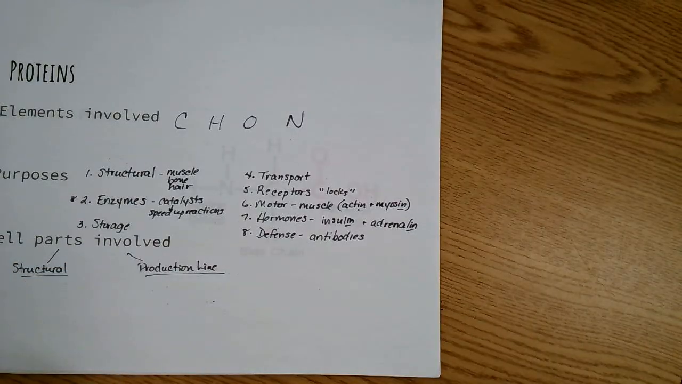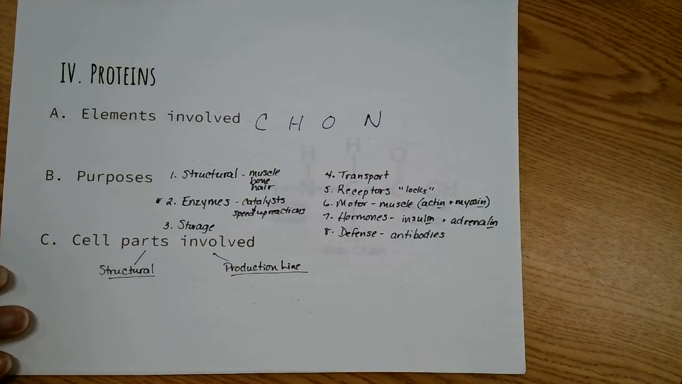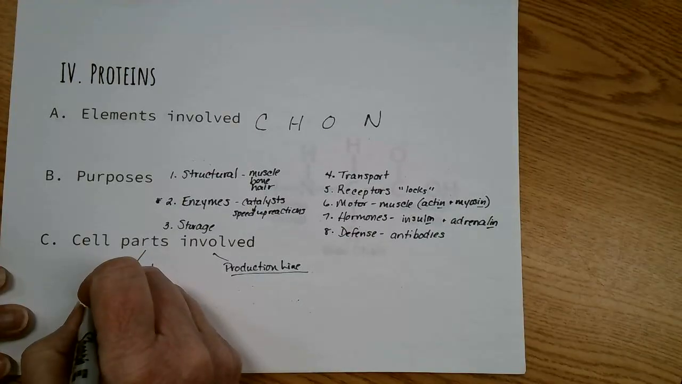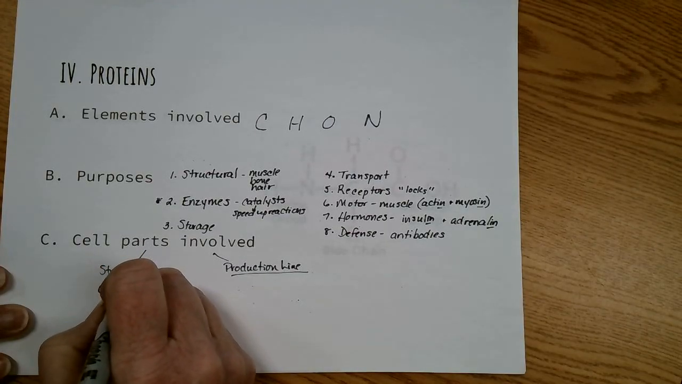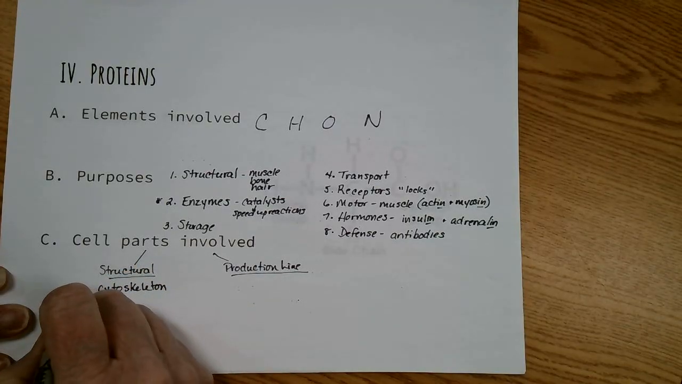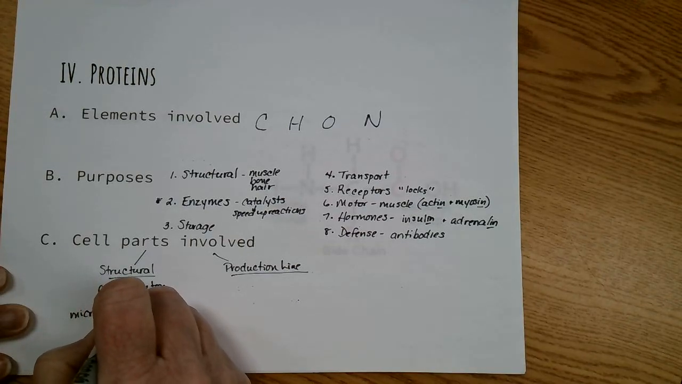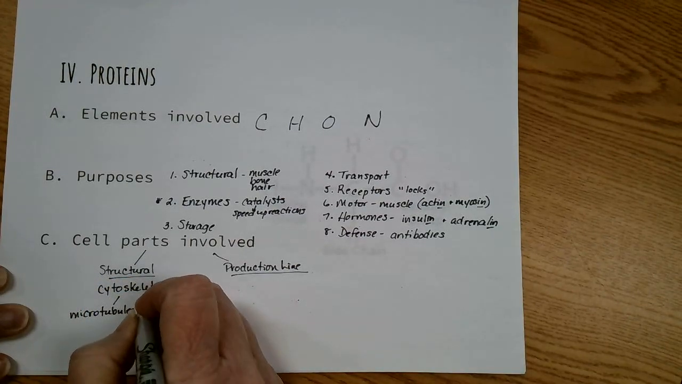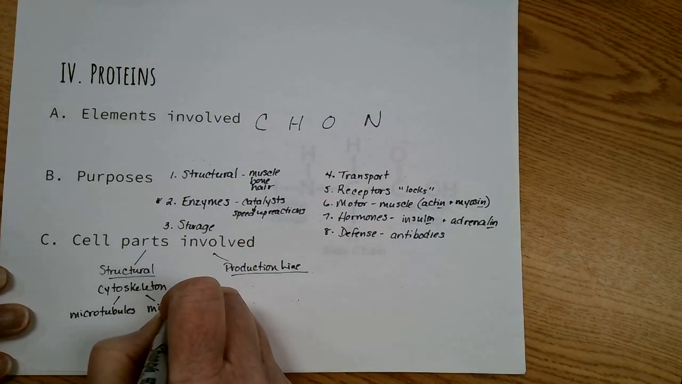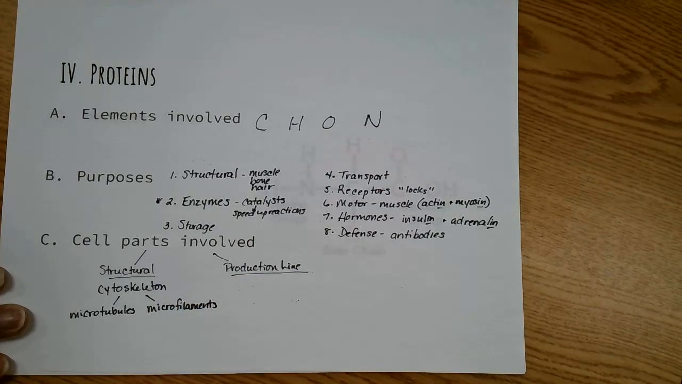When we think of structural, just like our bodies have bones and muscles that give us support in our body, so does a cell have what we call a cytoskeleton. And that cytoskeleton is made up of two things: microtubules, which are almost like the bones of a cell, and microfilaments, which are kind of like the muscles of a cell.